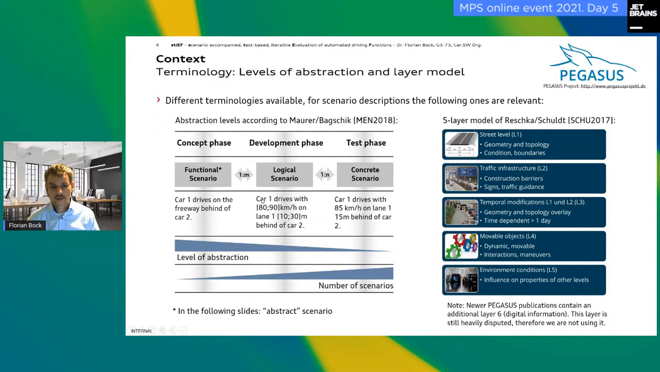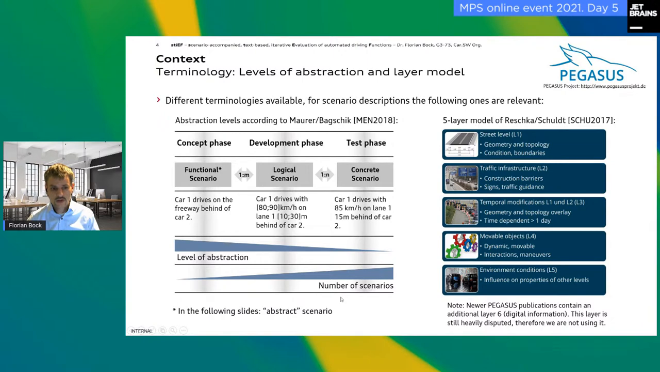A logical scenario instead uses parameter ranges. For example, it states that car one drives at 80 to 90 kilometers per hour on a specific lane and with a specific distance to car two, but always parameter ranges. A concrete scenario, on the other side, is talking about concrete values. It chooses concrete values directly out of those parameter ranges and formulates the corresponding scenario description. One can see that the level of abstraction is declining, but the number of scenarios is rising, because obviously we can choose multiple combinations of concrete values out of the different parameter ranges, and therefore we can generate multiple scenarios out of one logical scenario.